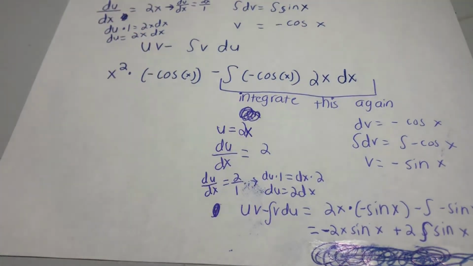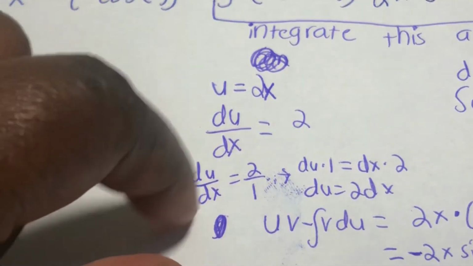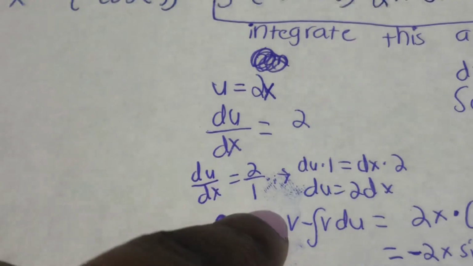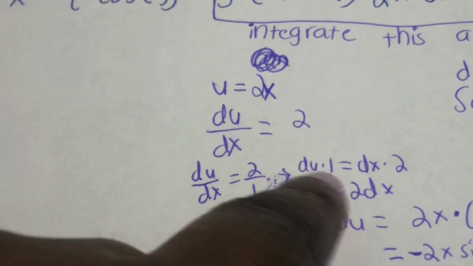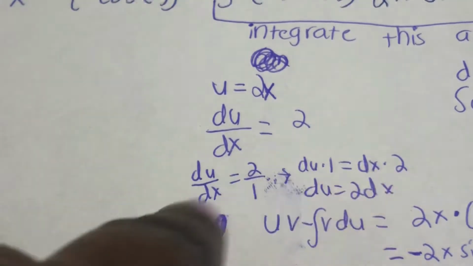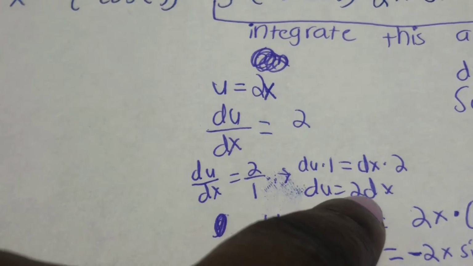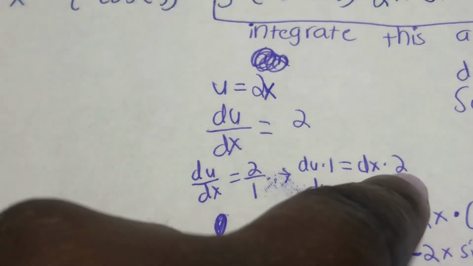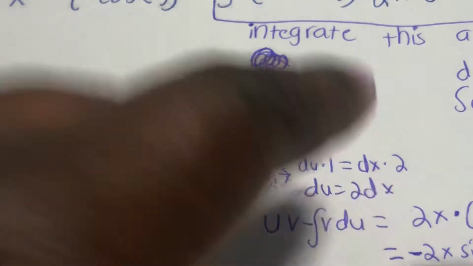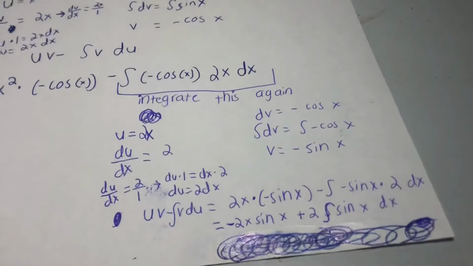Excuse me, we have to get du alone. So if you zoom in here, you can make du over dx equal to 2 over 1. And then you cross multiply, and du times 1 is equal to dx times 2. And du times 1 is just du. So du is equal to 2 dx. Yeah, dx times 2 is the same thing as 2 times dx, you know. Vice versa, either or, tomato, tomato, potato, potato.